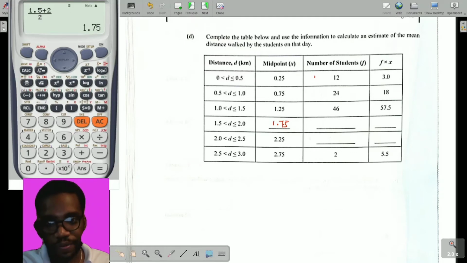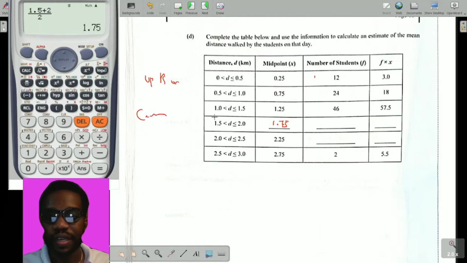Now, let's go to the other part. The number of students. What I'm going to have to do here is reverse the cumulative frequency. Good. Now, please bear in mind that on the x-axis, you have the upper boundary, and on the y-axis, you have the cumulative frequency. So to get any respective frequency, you have to subtract two respective cumulative frequencies. What do I mean by that?